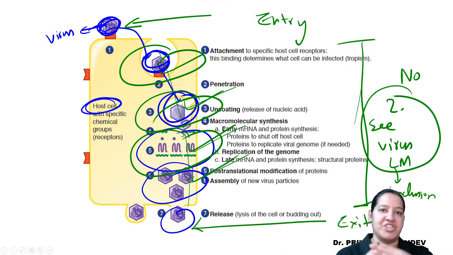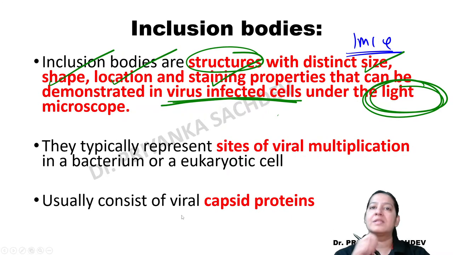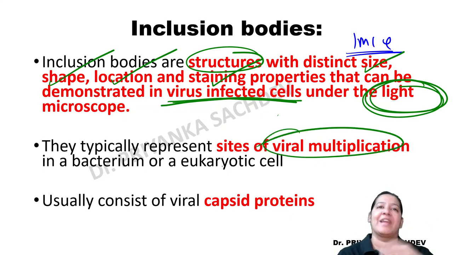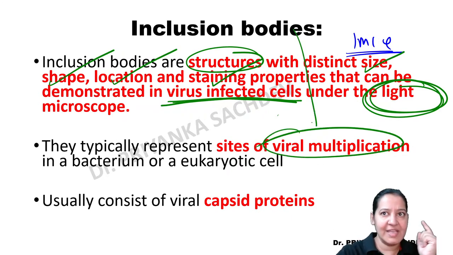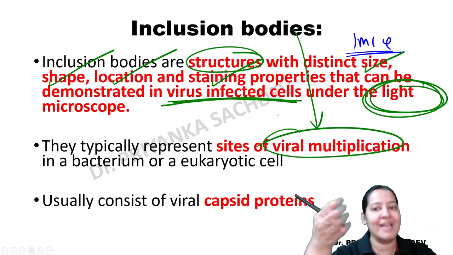You can see the replication. But under a light microscope, we can't see them. We can see them as small, small dots. Actually, these are the sites of virus multiplication. Inclusion bodies are nothing but viruses multiplying inside the host cell.